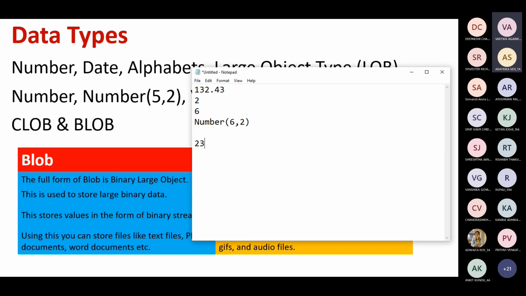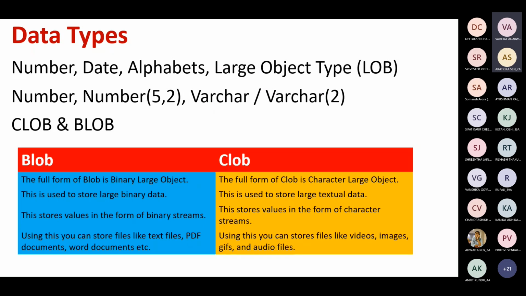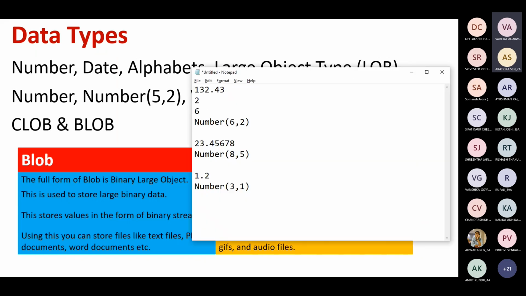Suppose if it is 23.45678, then Diksha, tell me. 8,5. Very good. Dika, and this one? 3,1. Very good. That's it. Got it right? Yes, sir. Very good. So number, then float, again, then your alphabets. Suppose name.